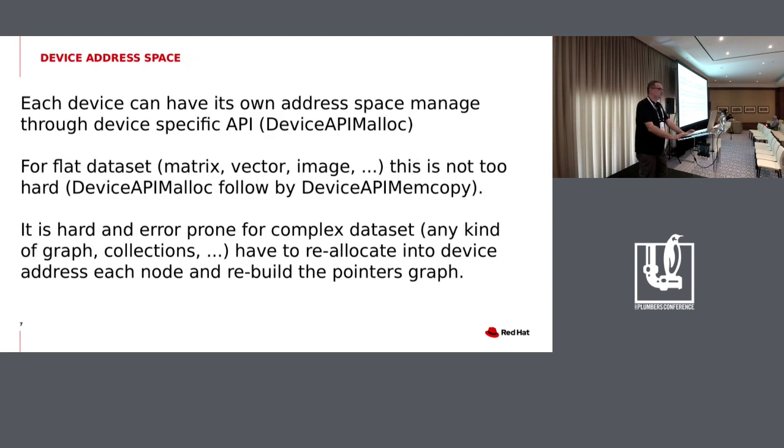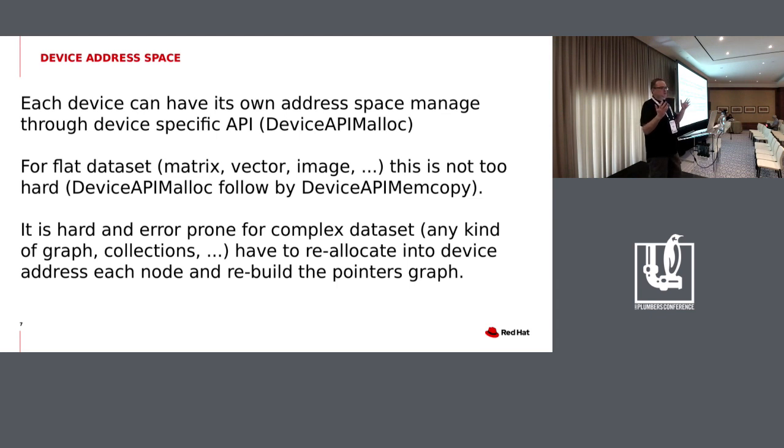So now that we know what an address space is, let's talk about device address spaces. When you have a device, it can have its own address spaces that are different from your process's CPU address spaces. And this kind of address space is obviously managed by different functions. Depending on which device you use, it's just going to be some device API malloc, or device API alloc, or device API free, and so on. So it's the same thing, but a different function name. It's kind of painful.